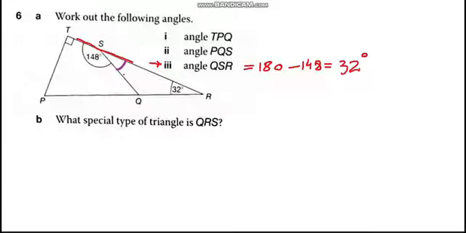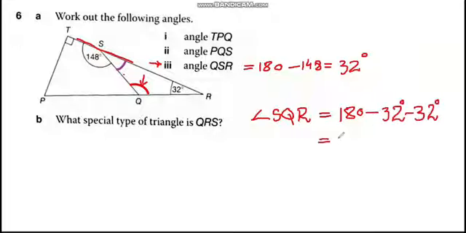Now, if I figure out the size of SQR here, then it will become easy for me to calculate the sizes of the other angles. So to figure out the size of Q, I will again consider a triangle. Here I am calculating the size of S, Q, and R. To figure out this angle, I will subtract the given angles from 180. So 180 minus 32 minus 32, and that will be 116 degrees. So SQR is 116 degrees.